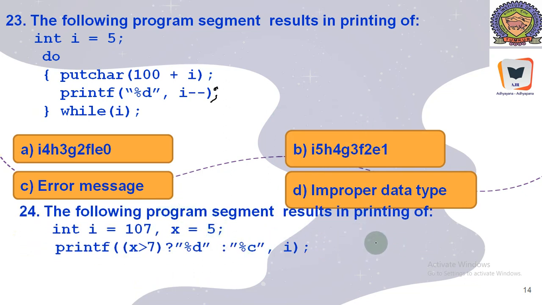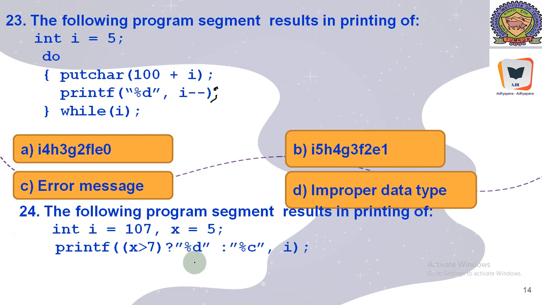The following program segment results in printing of I equal to 107, X equal to 5. So this is a ternary operator. Okay, this is a ternary operator. The ternary operator has the question mark and the colon. Question mark and colon should be read like this: pray evaluate this particular expression and print the value. Okay, print wherever the format specifier is mentioned.